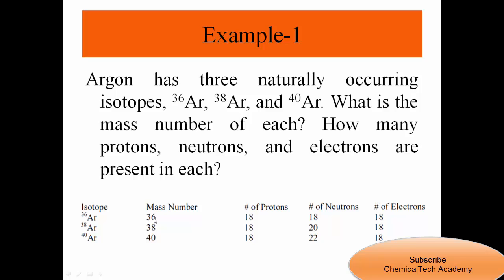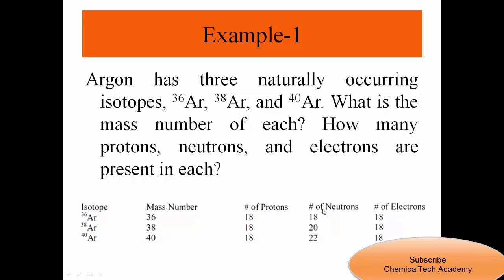We know mass number is equivalent to the summation of the number of protons and the number of neutrons. If we refer to the periodic table, we can figure out that the atomic number of argon is 18. So the number of protons of all these isotopes is 18. So we write it down like that.